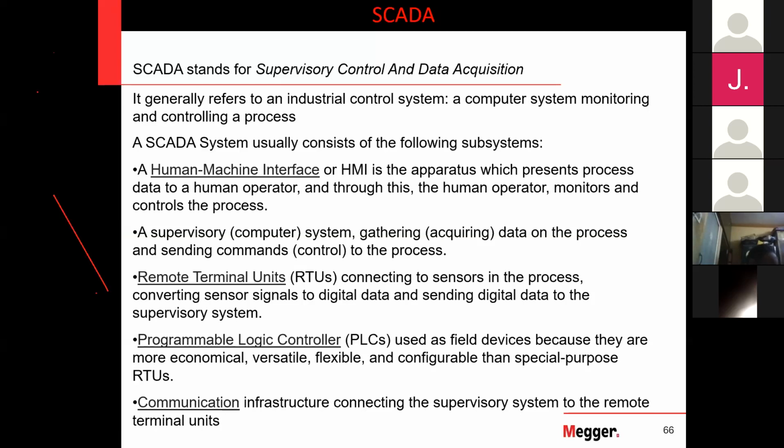What do you supervise? The position of isolator and breaker. What do you control? The position of isolator and breaker. What do you acquire? Current, voltage, power, all these things which were there in the control panel. Now we are reading them from the energy meter and the relays. Therefore, supervise, control and acquire data. This is called SCADA. So from one computer, one laptop, if you can control the entire substation, it's called a SCADA system.